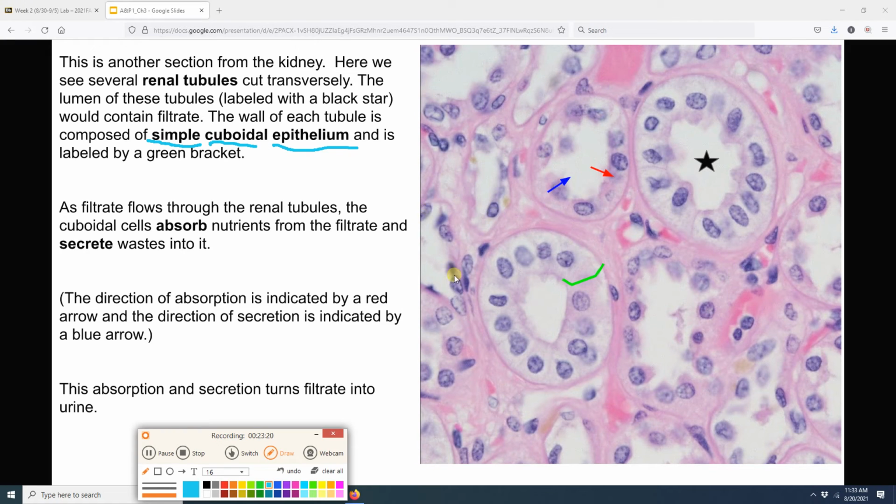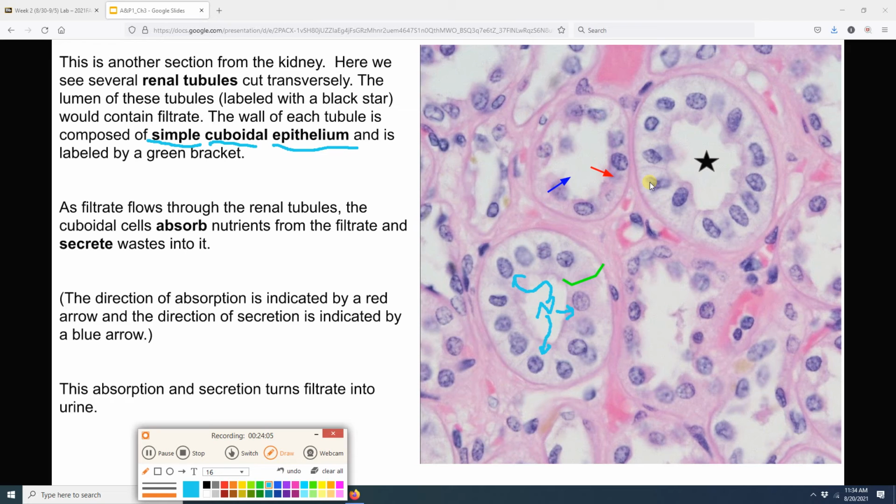When you are doing the filtration process to make urine, you filter blood and make a liquid called filtrate. The filtrate still has a lot of nutrients and good stuff in it. The filtrate in the lumens of these tubes still has nutrients. The nutrients need to go from being in the lumen to going into the cells. We need the cells to absorb the nutrients. My red arrow here depicts absorption, and simple cuboidal epithelium is really good at doing that.